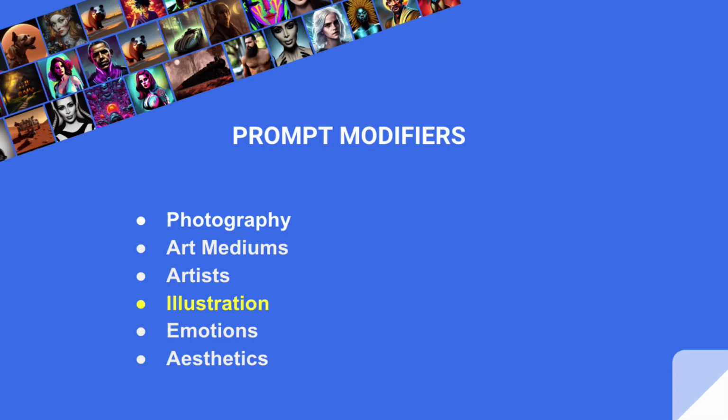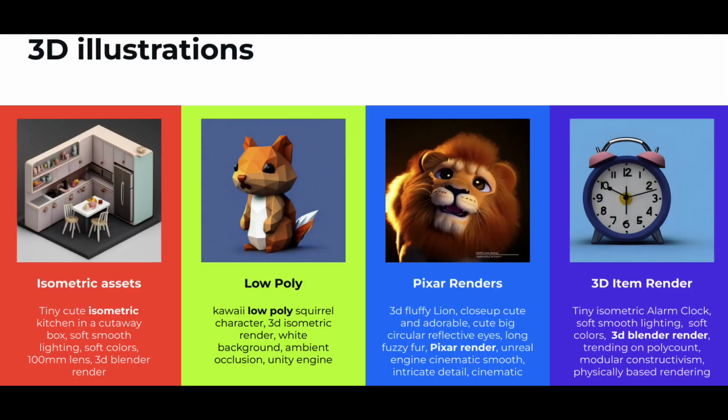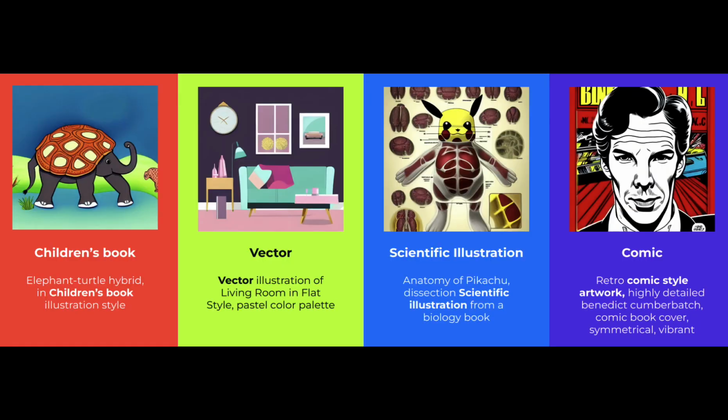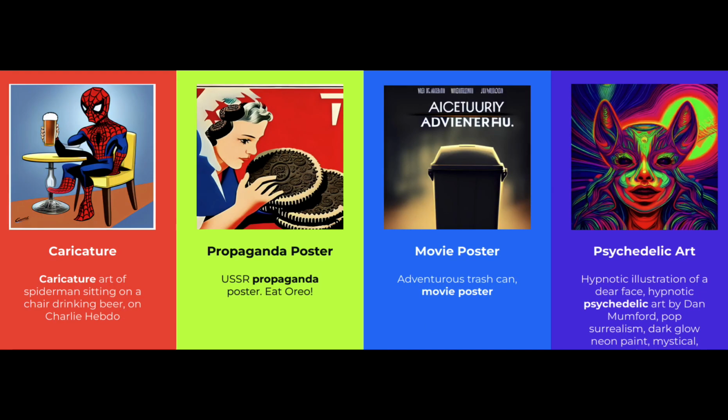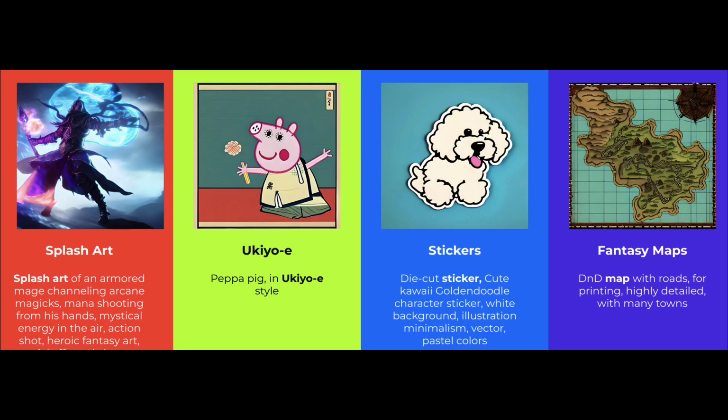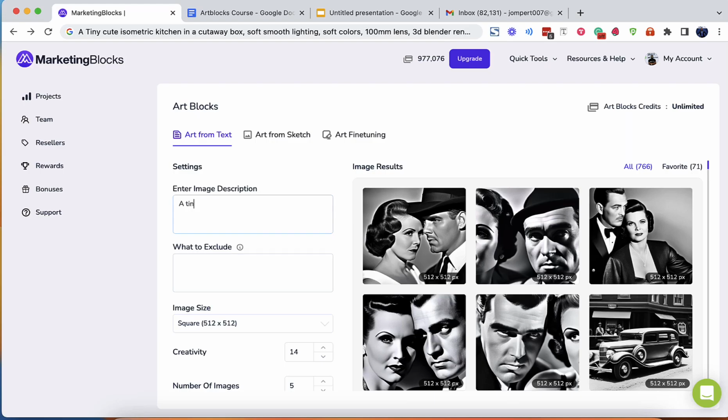Artblocks can be used to create illustrations. You can create any type of illustration you can imagine. Let me show you types of illustrations with sample prompts. Children's book, vector, scientific illustration, comic, caricature, propaganda poster, movie poster, psychedelic art, splash art, and more. Let's run this on Artblocks.